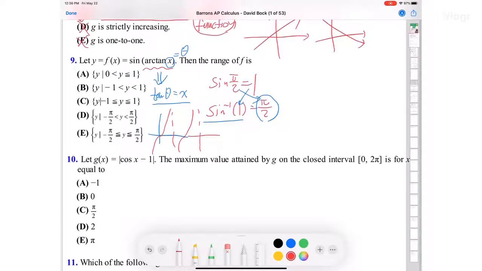So at x equals pi over 2, or x equals 3 pi over 2, or 5 pi over 2, tangent x doesn't exist. That makes sense, right? So that f(x) is sine. Sine x is basically between -1 and 1. But arctangent x cannot be pi over 2.